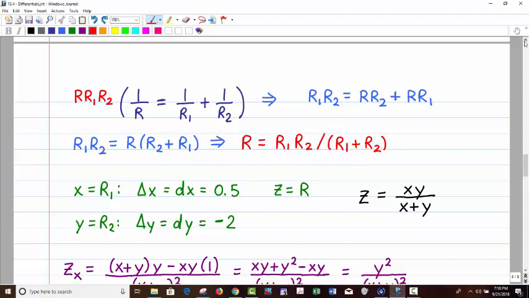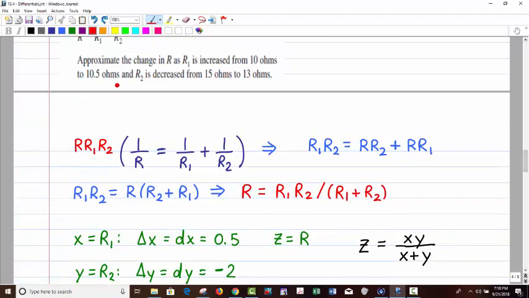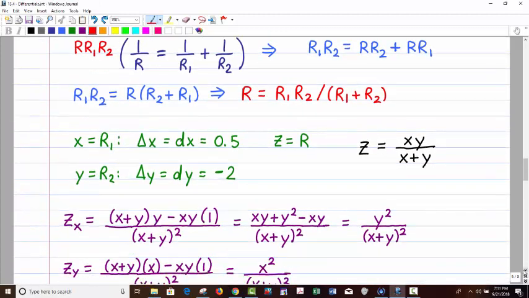Now back up here, it said R1 increased from 10 to 10.5. So R1 is X now in our world. So that's an increase. So it's positive 0.5 represents an increase. R2 is decreased from 15 to 13. So it went down 2. So dy then here is negative 2. So now we can solve it.